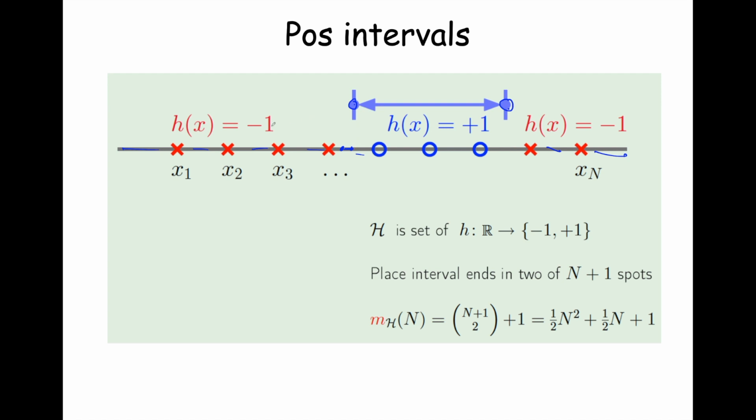And placing them on the same line segment, there's only one labeling that will produce. Because if you place them on this one and this one, it's the same labeling as placing them on this one and this one. Because remember, what we're counting is unique dichotomies. So let's work out, well, n plus 1 choose 2.